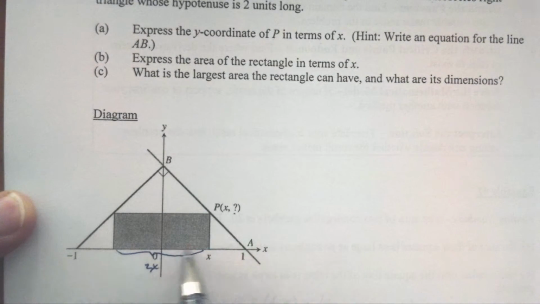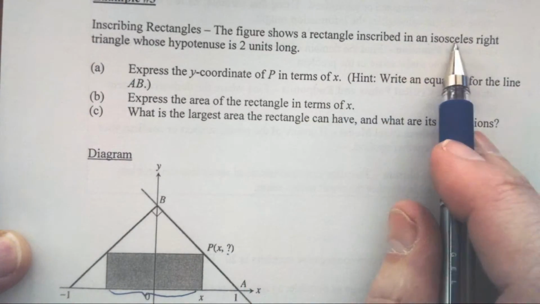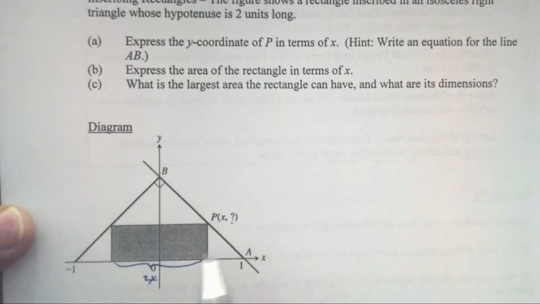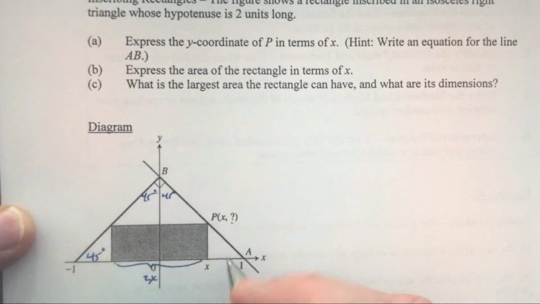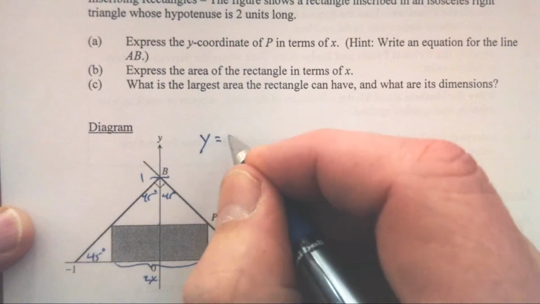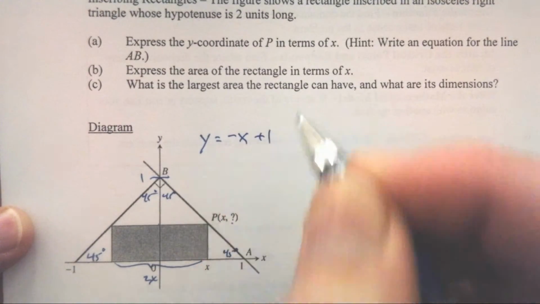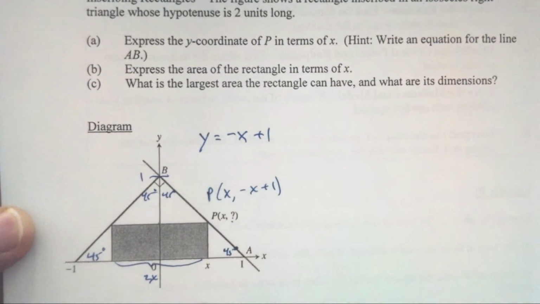Now, since this is, it tells us up here, an isosceles right triangle, these distances are the same, making these angles the same, making these 45 degree angles, meaning this slope is -1. And if this is 45 by 45 and this length is 1, this must be 1. So we're up 1. So the equation of the line from B to A is y equals -1x plus 1, which means this point P is really x, -x plus 1.